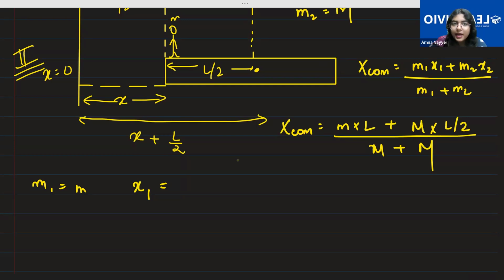From the origin, where is the man separated? Where is the man present? Above L by 2. Yeah, so what's the separation from the origin? How do you write the center of mass if you don't know the position, using the formula? Okay, what are you going to put in the formula? What is x1 here?